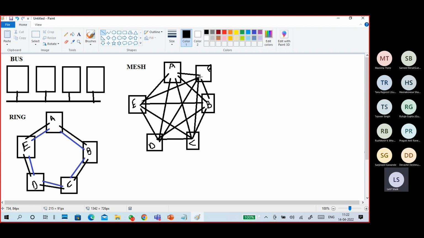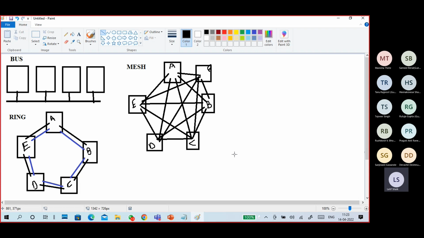So what happened? More complexity, difficult to troubleshoot. It is not scalable. Scalable means extending. We can't extend the topology with more devices. Devices are increasing, so you have to easily add those devices to the network, but it is very difficult here. So that is mesh topology. It increases redundancy. Redundancy is there, failure is there, but the remaining are difficult. So that's why we don't use mesh topology in our basic networking.